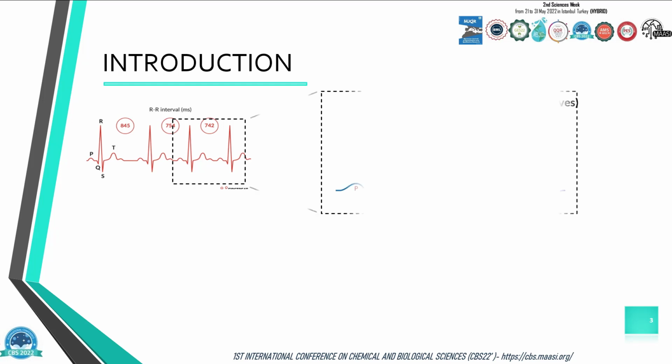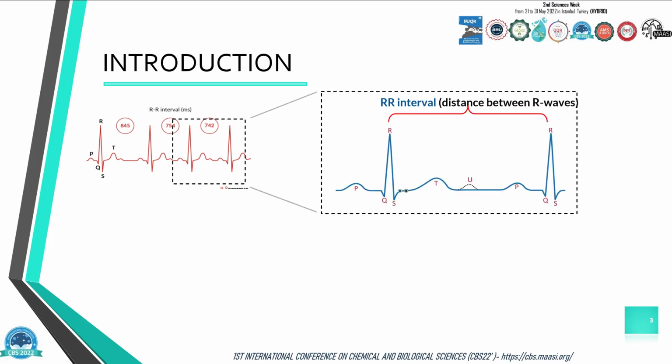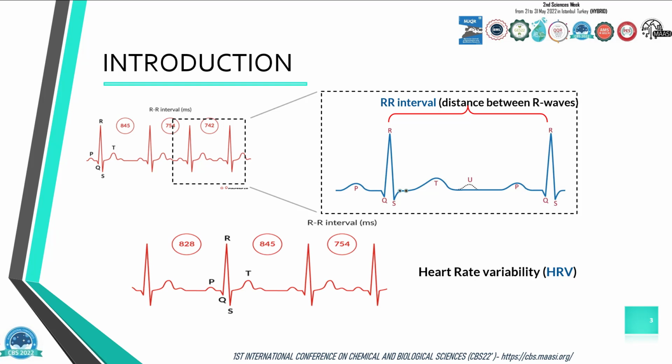From the ECG signals, we can know several features, such as heart rate, which defines the number of beats per minute, and heart rate variability. It is, by definition, the time interval between successive heartbeats. The figure shows the first peak and the second peak. The time between these two peaks is the heart rate variability.